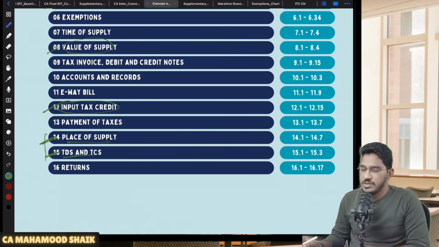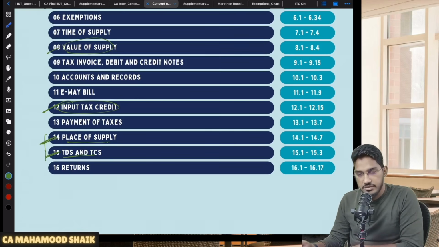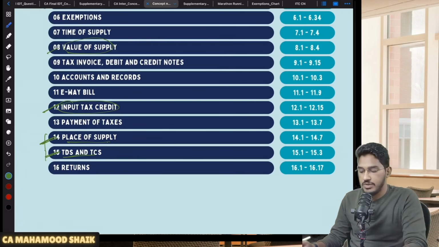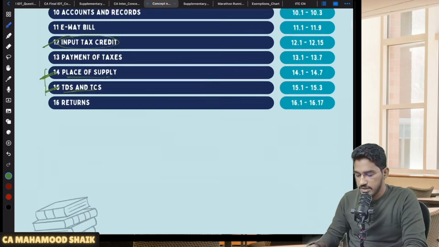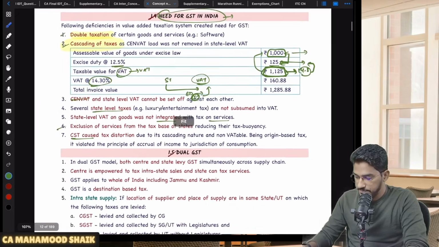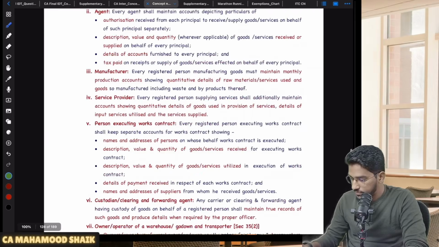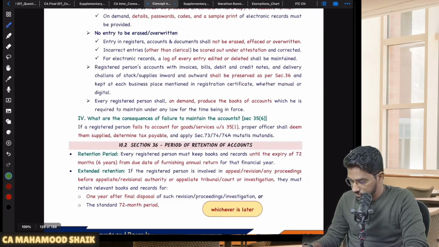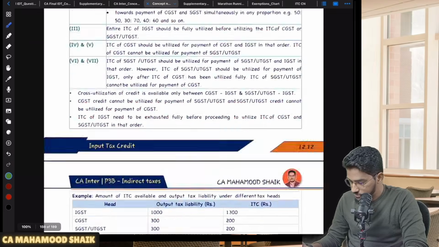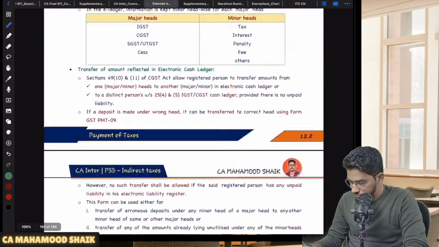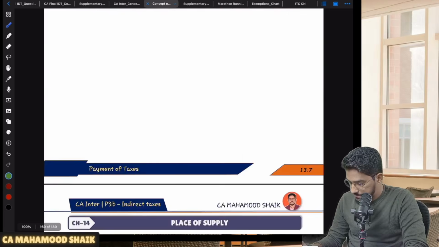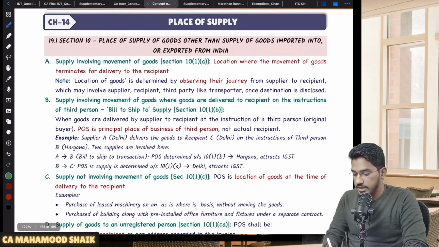Also, these days they are very frequently asking TDS and TCS related questions. These two are very small chapters, very important from the examination perspective. That's why we will try to cover them. So first we'll start with place of supply. Let me go ahead and start the place of supply chapter. Yeah, here we have it.